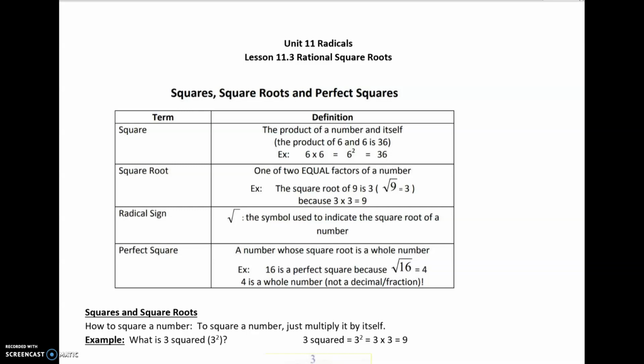Good morning. So today we're starting our final unit for Algebra 1. It's Unit 11 on radicals. If you'll notice, it says Lesson 11.3. That's where we're starting. That's because the first two lessons have to do with the real number system, and we had already talked about that back in the first semester.